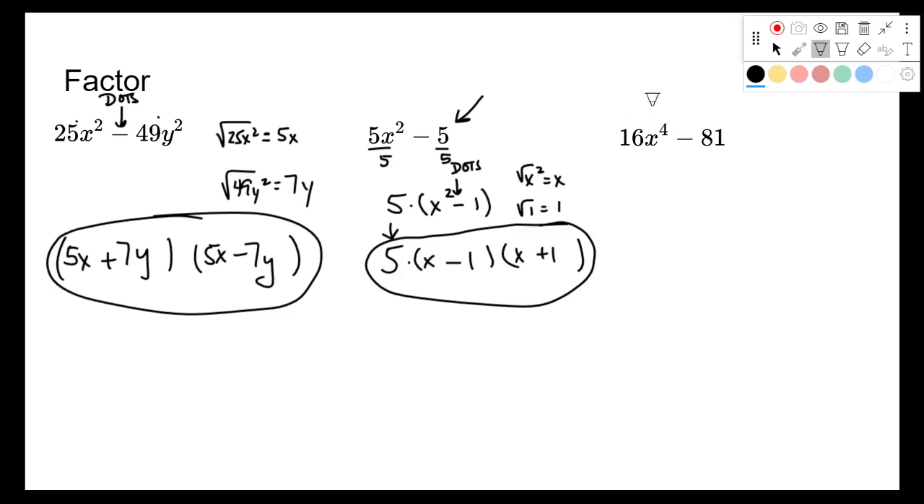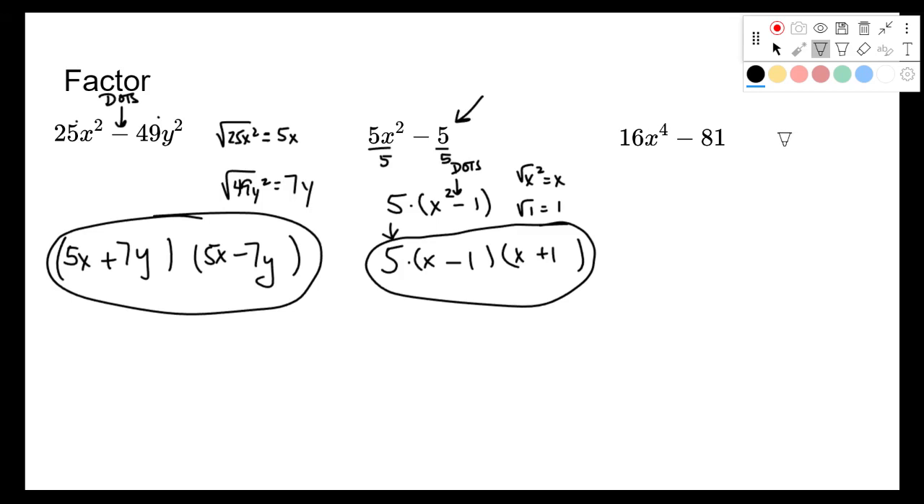Finally, we have 16x to the 4th minus 81. So I'm looking for a GCF, 16 and 81. Nothing is in common between those two. I have 4 powers of x in the first term and none in the second, so I can't take any out. So I'm stuck with all that.